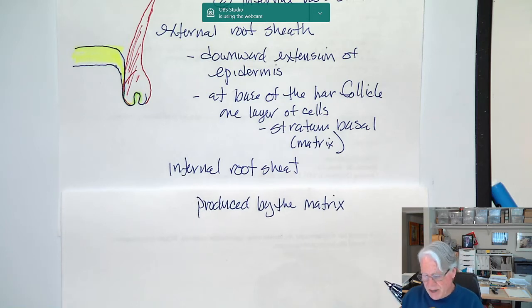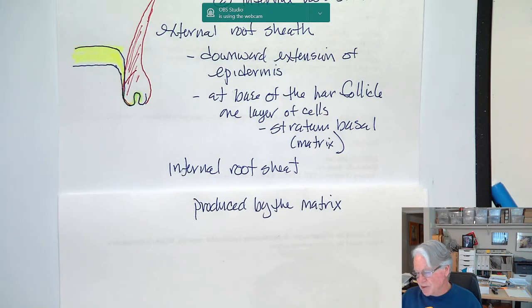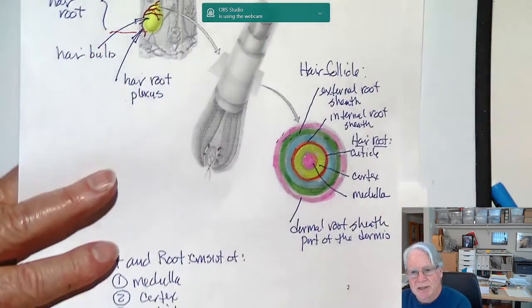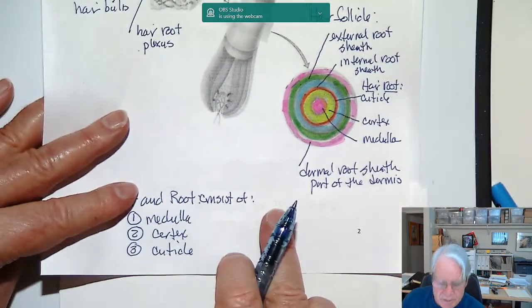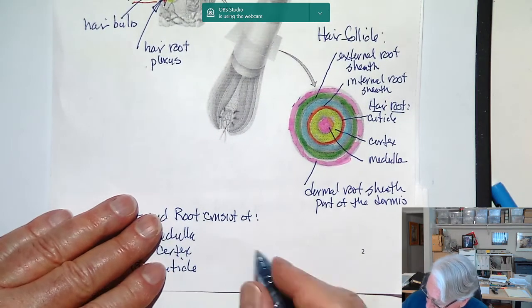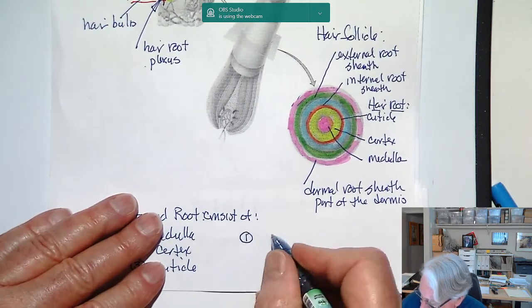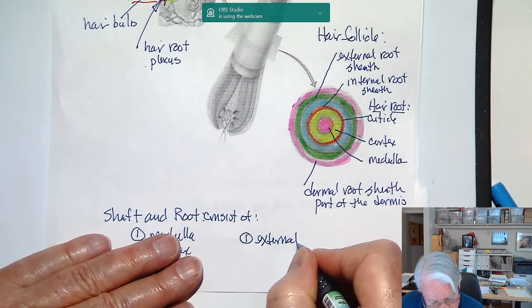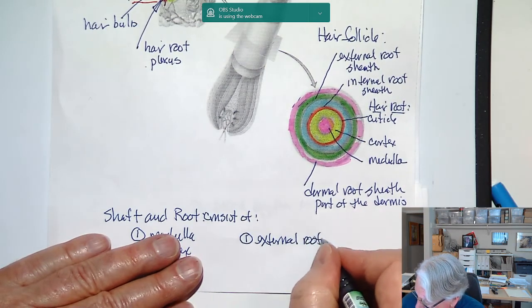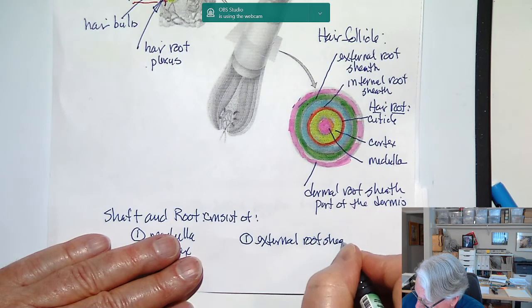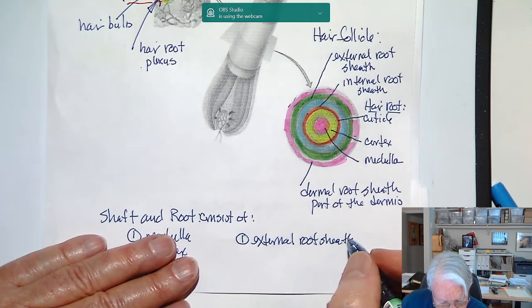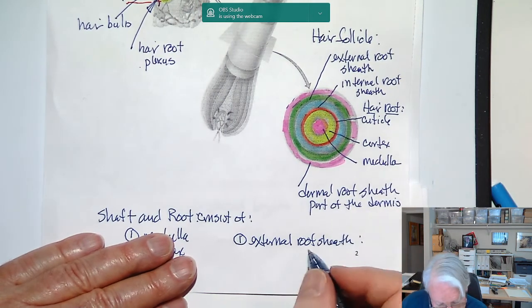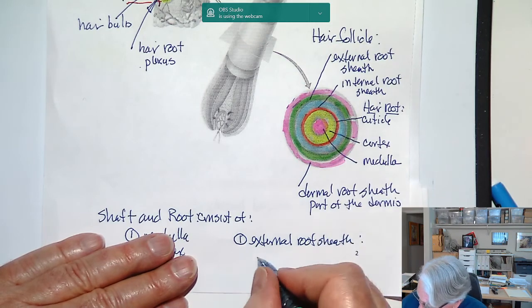Let's add some information to your drawing to help you with this information that we've just put into our notes. So down here at the bottom, I'm going to write number 1, external root sheath is an extension of the epidermis.